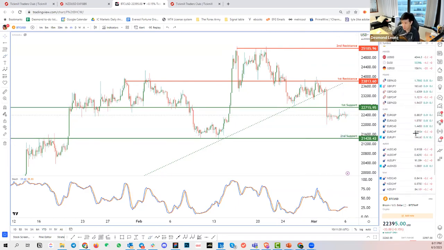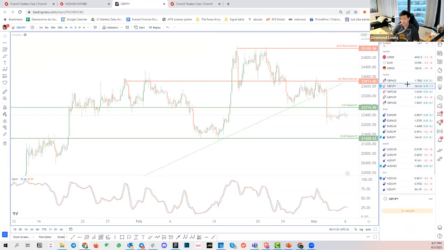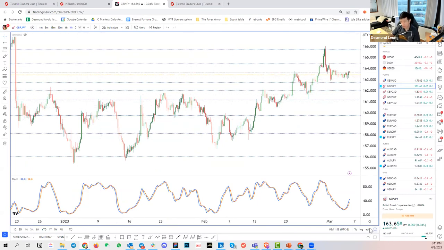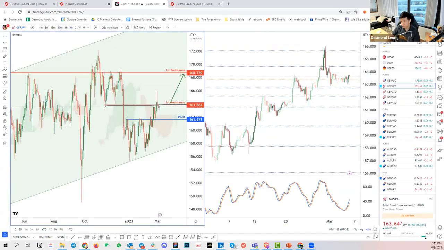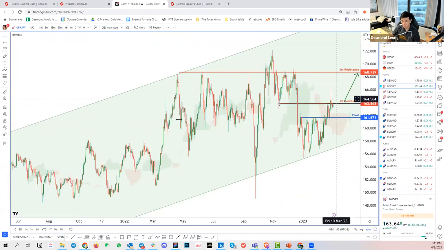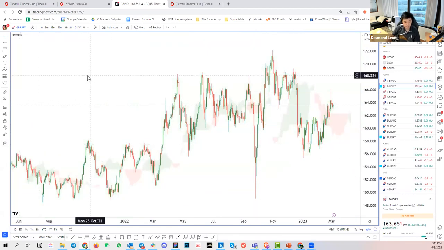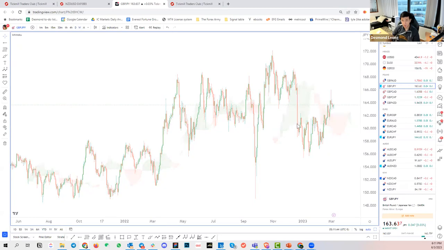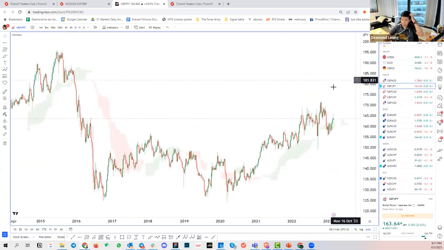Okay, but without digressing too much, I'm going to take a quick look at pound yen. I think I was looking at it earlier on the 1-day time frame. Yes, a lot of people love to trade pound yen. I'm going to look at it on the 1-week time frame. Now, the thing about pound yen is that it is in an ascending channel.